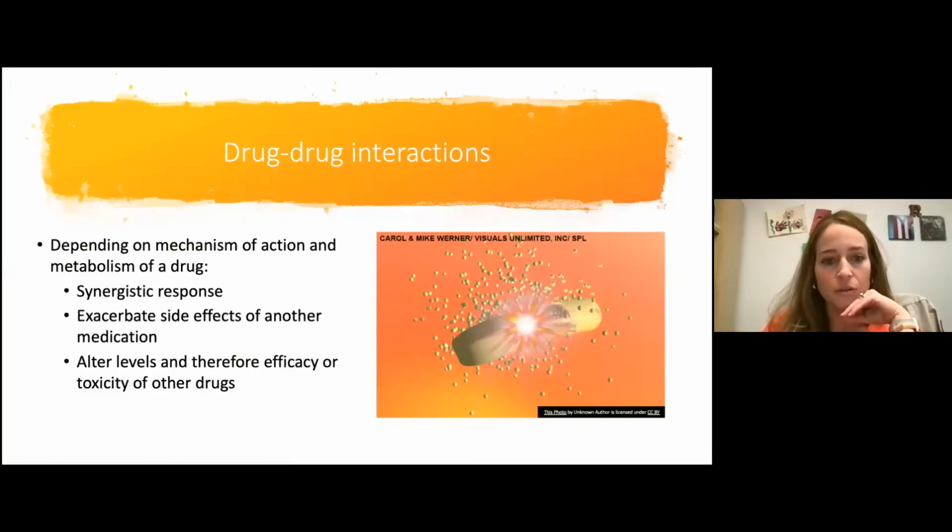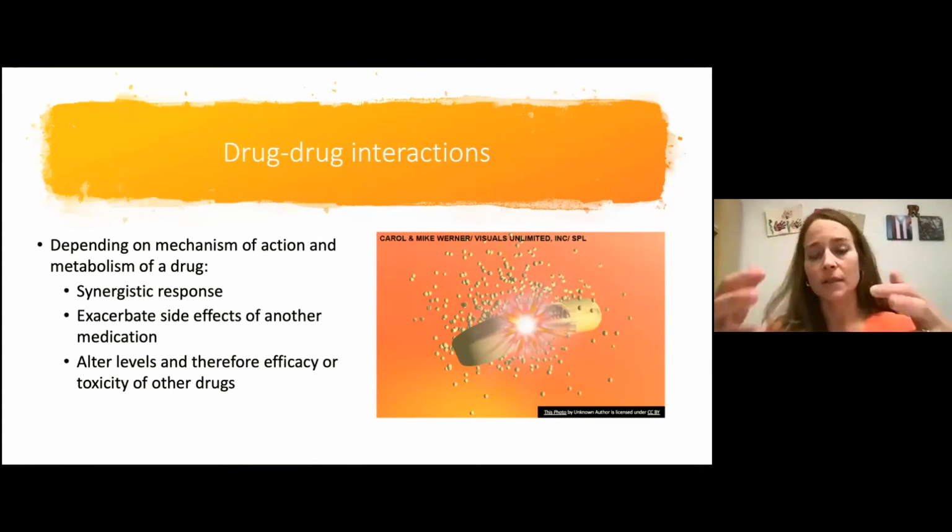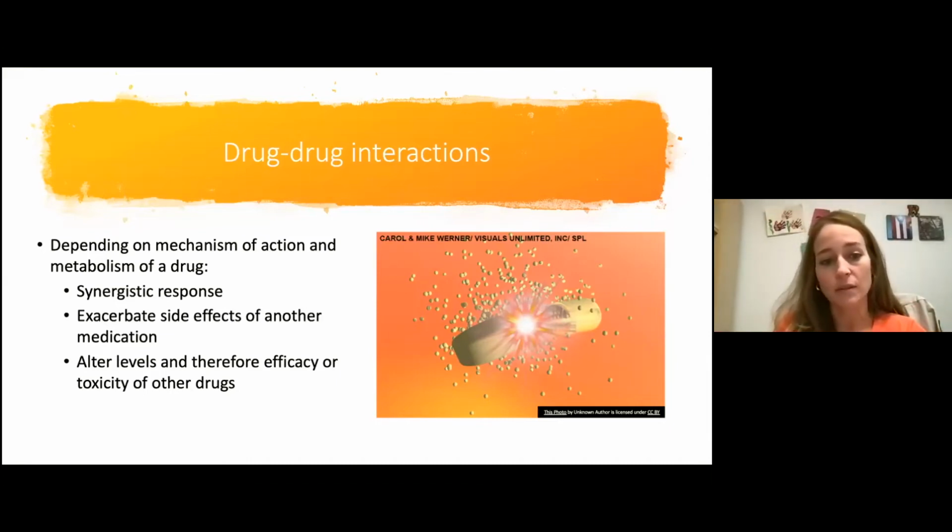Drug-drug interactions. Depending on the mechanism of action and metabolism of a drug, some drugs actually work better together. They can have a synergistic response, which just means that they help each other to treat the epilepsy even more, which is positive. Some can exacerbate the side effects of another medication. So maybe an individual medication doesn't have that many side effects, but when you add it with another one, it increases the side effects of the other medication, whether that is because it increases the levels or just the toxicity of it.